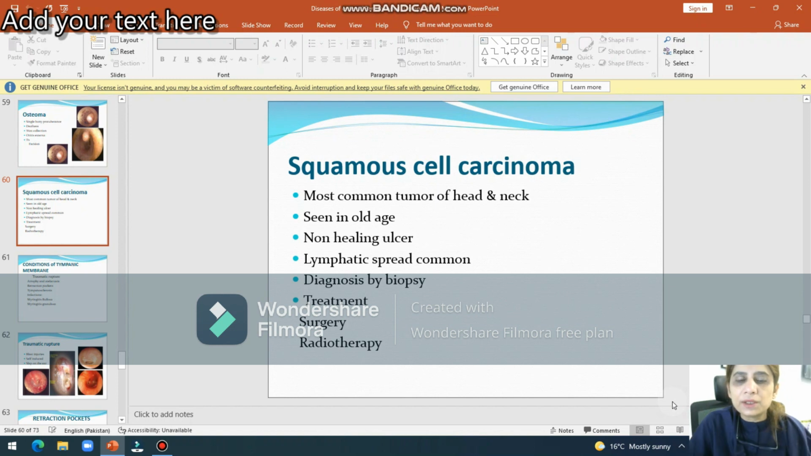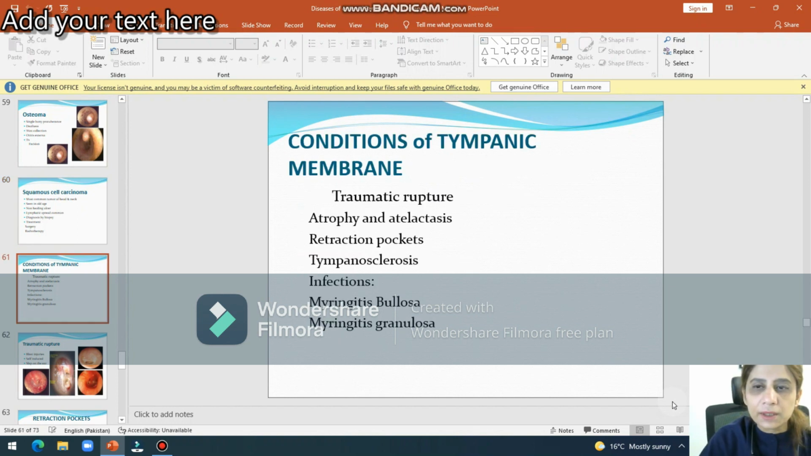Wide surgical excision along with radiotherapy, and after excising the tumor, the neck is also cleared by doing radical neck dissection. Malignant melanoma is a highly malignant tumor. Patient will present with distant metastasis along with the local tumor. Chemotherapy and radiotherapy have a major role in the treatment of malignant melanoma. You will remove the tumor, you will do neck dissection, along with treatment of the metastasis.